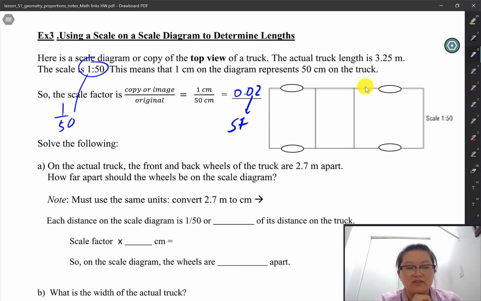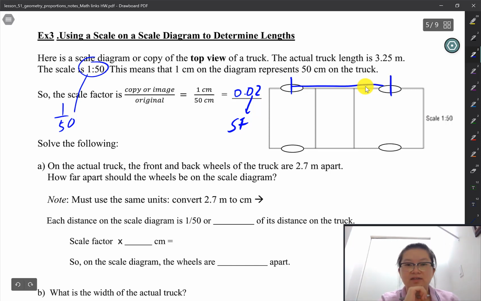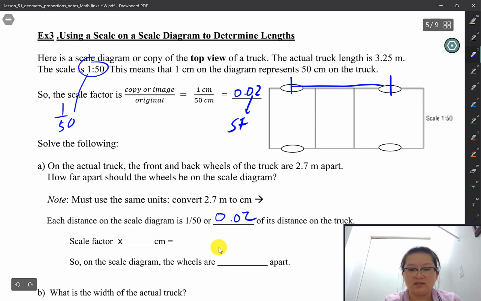On the actual truck, the front and back wheels are 2.7 meters apart. So that's basically from here to here. How far apart should the wheels on the scale diagram be? Make sure we use the same units. Each distance on the scale diagram is 1 over 50, or 0.02, of its distance on the truck. So that's our scale factor.